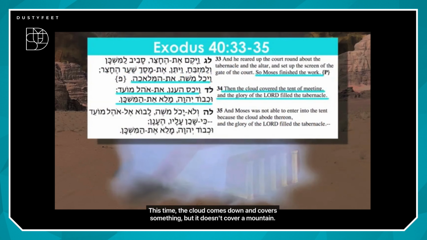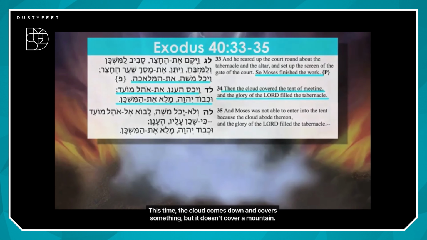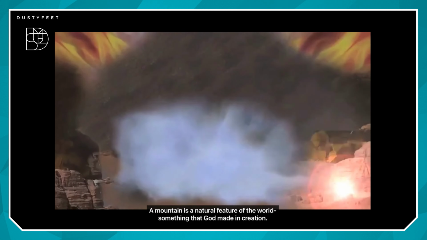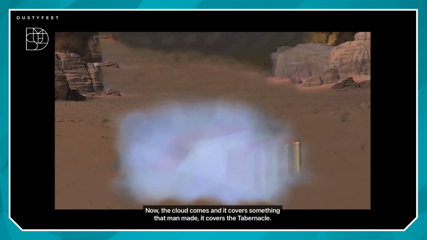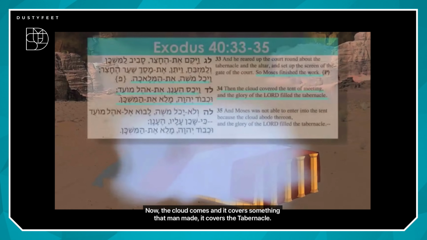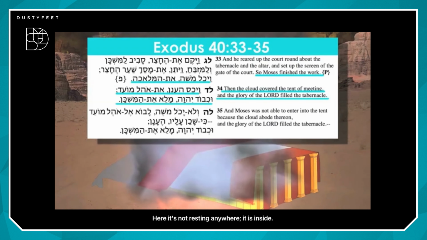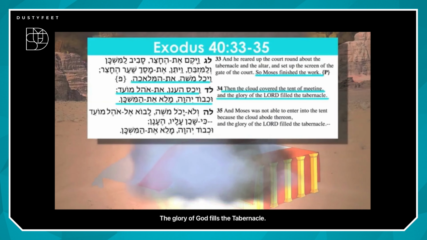This time, the cloud comes down and covers something, but it doesn't cover a mountain. A mountain is a natural feature of the world, something that God made in creation. Now the cloud comes, and it covers something that man made. It covers the tabernacle. Ukvod Hashem malei et haMishkan, and just like before, the glory of God was at the top of the mountain, resting on top of the mountain. Here it's not resting anywhere. It's inside. The glory of God fills the tabernacle.